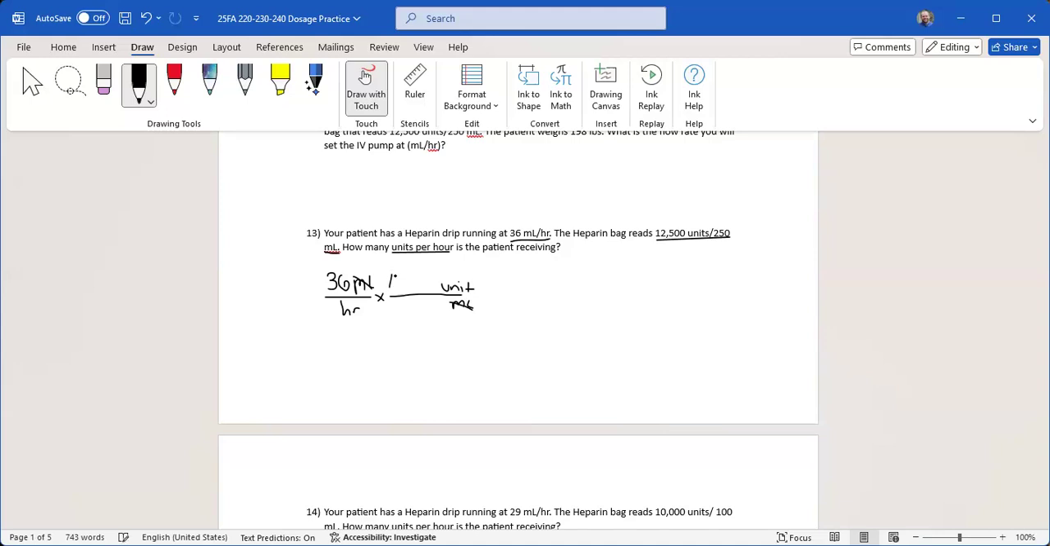Okay. So the units is 12,500, and the ml is 250. So again, I'm just going to multiply across the top and then divide by the bottom. So I'm going to take 36 times 12,500, which gives me 450,000. And I'm going to divide by 250, and I'm going to get 1,800 units per hour.